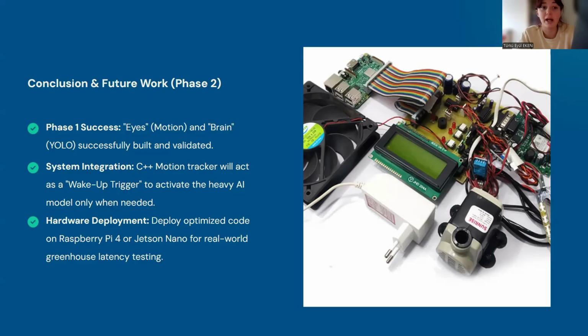Also in my phase 2, I have to do my system integration. I will combine these two models so that the C++ motion tracker runs constantly and only triggers the power-hungry AI model when movement is detected. This will significantly save energy. After I develop my models and implement them together, I will put them in an embedded device and test it for real-world latency in an actual greenhouse. And that will be all for my project.